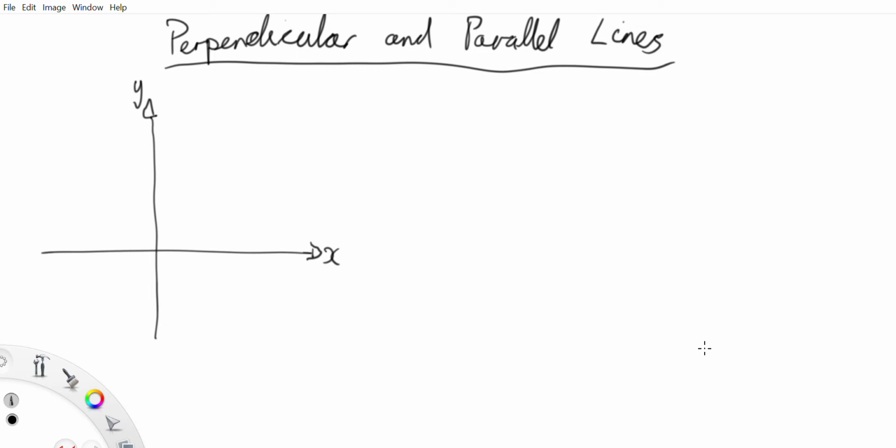Hi everyone, welcome to the next exercise. This is exercise 4i and we're talking about perpendicular and parallel lines.